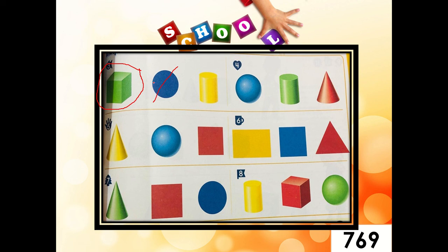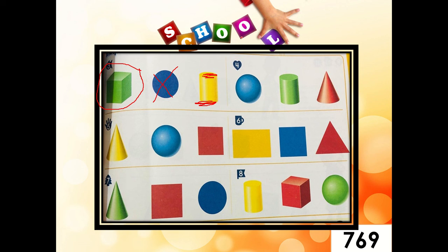The sphere cannot stack and cannot slide. Sphere can only roll. How about the cylinder? The cylinder can stack and slide, but the cylinder only has 2 flat surfaces. Did you get it correctly? Very good. Now let's have number 4.